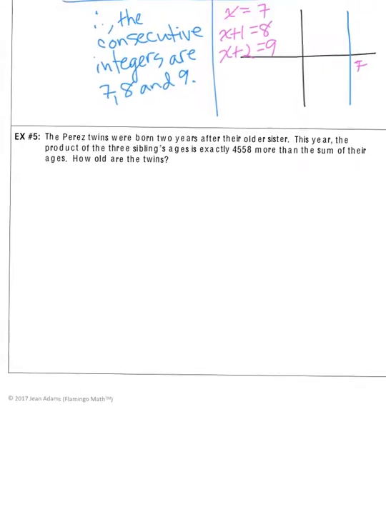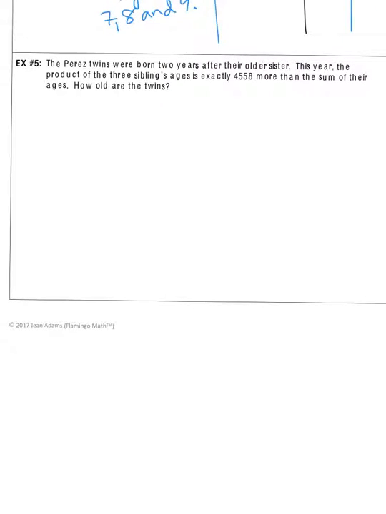All right, so let's do the last problem. On the last problem, we have the Perez twins. It says the Perez twins were born 2 years after their older sister. This year, the product of the three siblings' ages is exactly 4,558 more than the sum of their ages. How old are the twins?